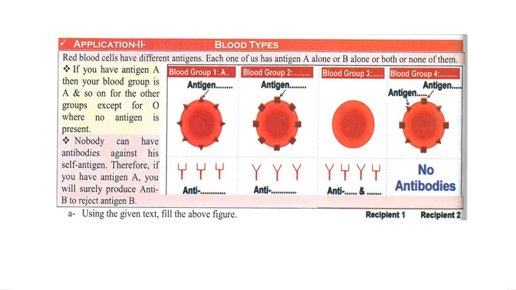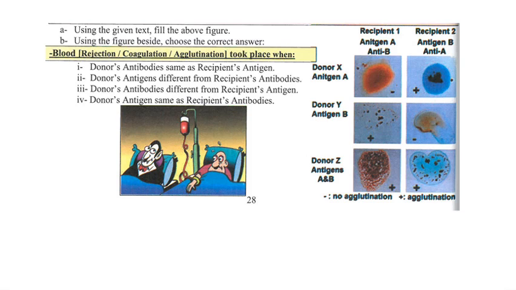So, blood group A, they have antigen A and antibody B. The second blood group, you can see it has antigen B, so its blood group is B, and the antibody here is antibody A. Blood group 3, it is blood group O. There is no antigens, and there is antibody A and antibody B. Okay, blood group 4, it's blood group AB, since there is antigen A and antigen B and there is no antibodies. Okay, using the given text, fill the above figure, we solved it.